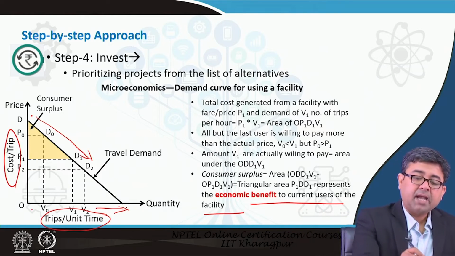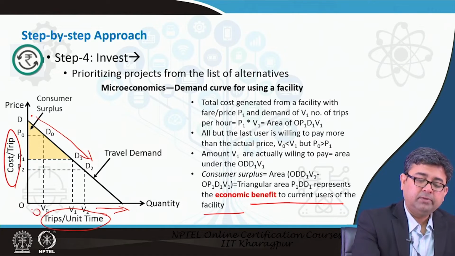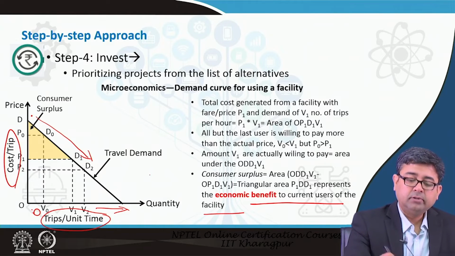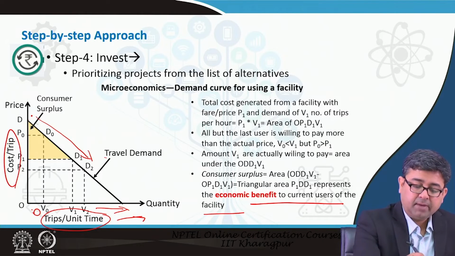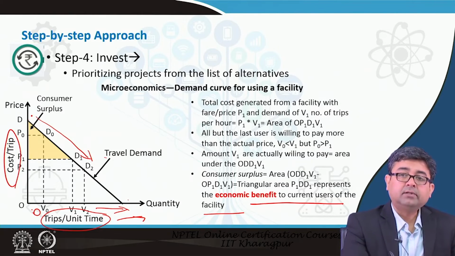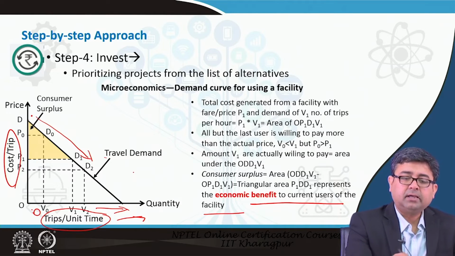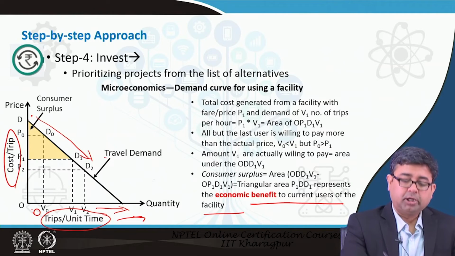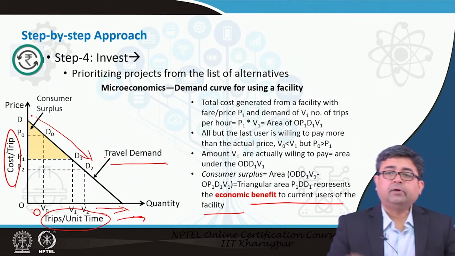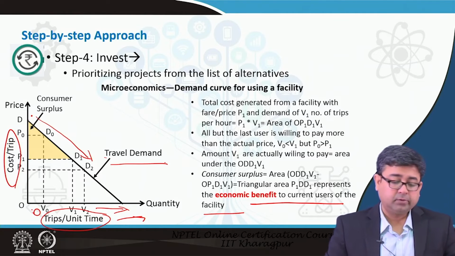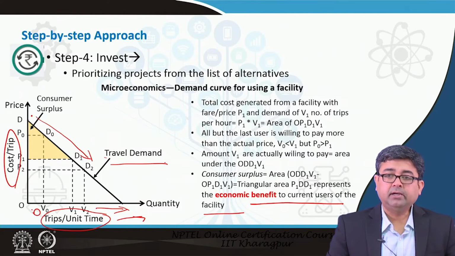So, if the price is high, then very few people will use it. If the price decreases, the number of people using it will increase. So, your travel demand curve is an inverse curve, but for simplicity's sake it is shown as a straight line. It is usually not a straight line. For demonstrating this simple example, we are showing it as a straight line.